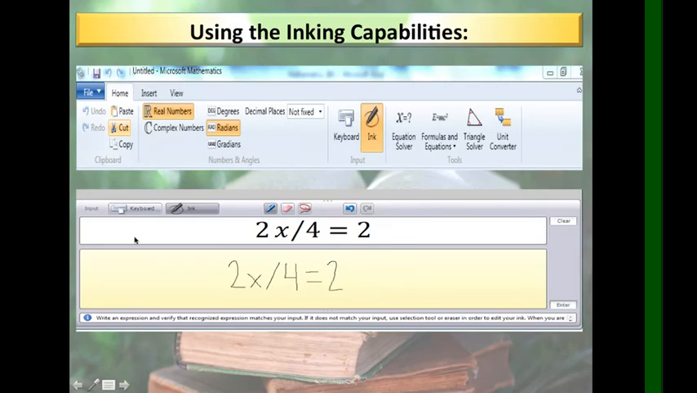So this one is the ink input pane. So you can just write here your equation, and then ito yung magiging itsura niya pag sinulat mo siya. Example, hindi mo siya alam i-type. So you can just write it in the ink input pane.